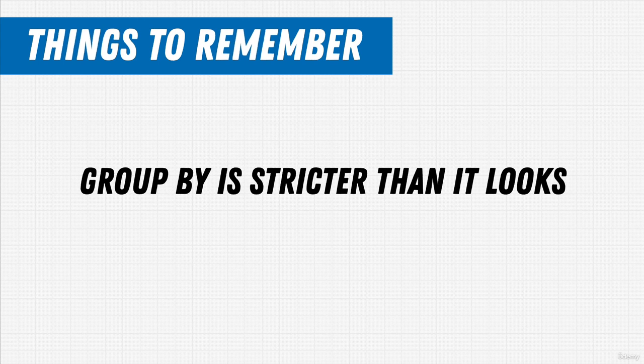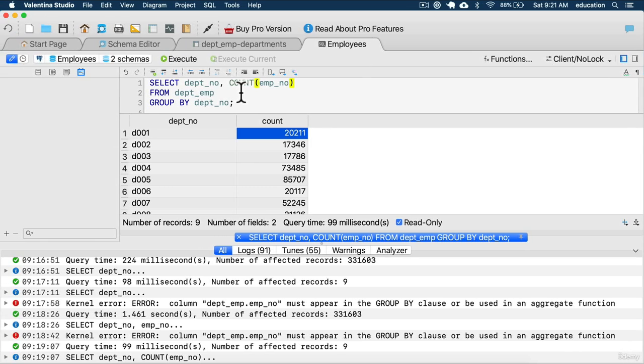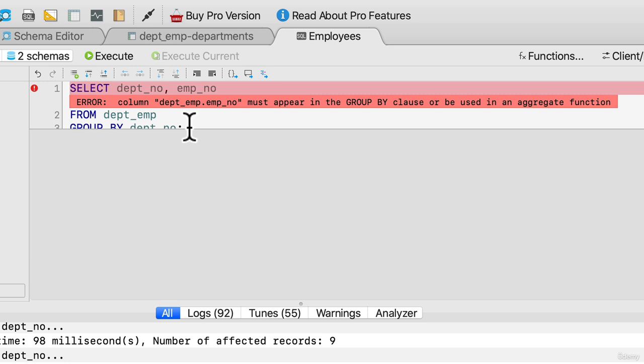Group by is stricter than it looks. You have to remember this. Now, we just saw how powerful this can be. We just saw, hey, I can group stuff. But there's some things that we need to remember, and that is that group by is stricter than it looks. Every column not in the group by clause must apply a function. And that's what we saw when we did comma employee number. It exploded in our face, right? Let's take a look at that again. When we went over here and we didn't apply this count, oh boy, was it mad. Column employee number must appear in the group by clause or be used by an aggregate function. So it's telling us what to do.